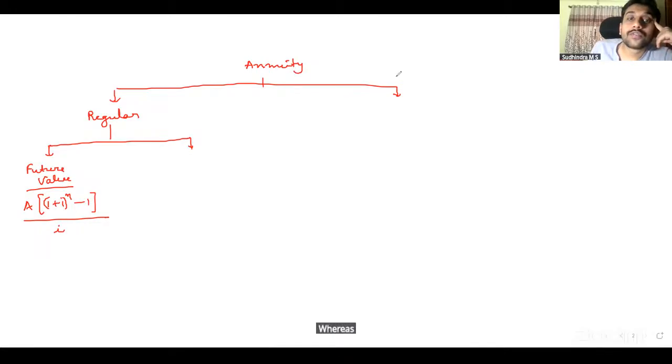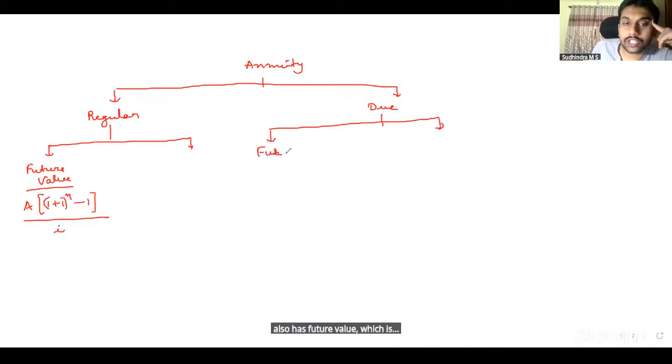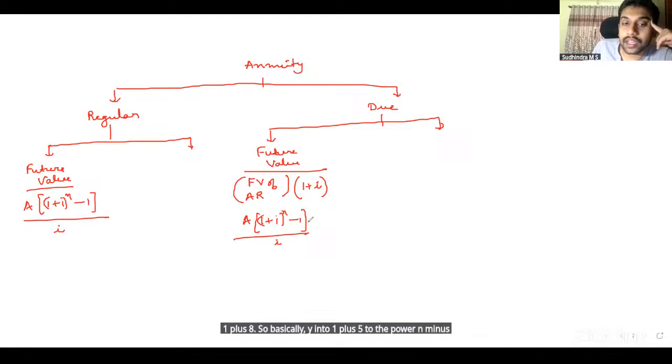Whereas annuity due also has a future value, which is the future value of annuity regular into 1 plus I. So basically A into 1 plus I to the power n minus 1 divided by I, whole multiplied by 1 plus I.